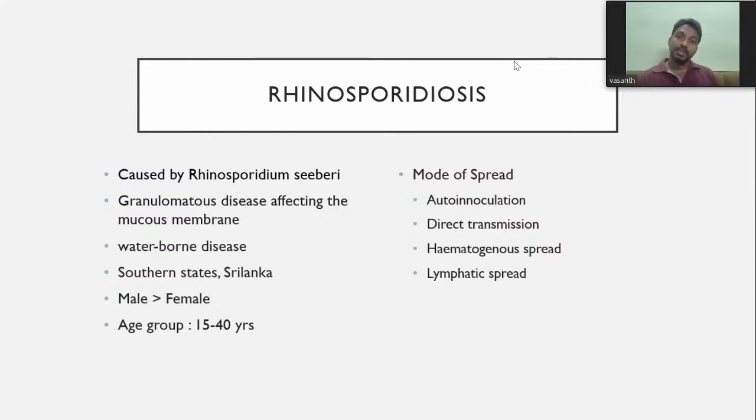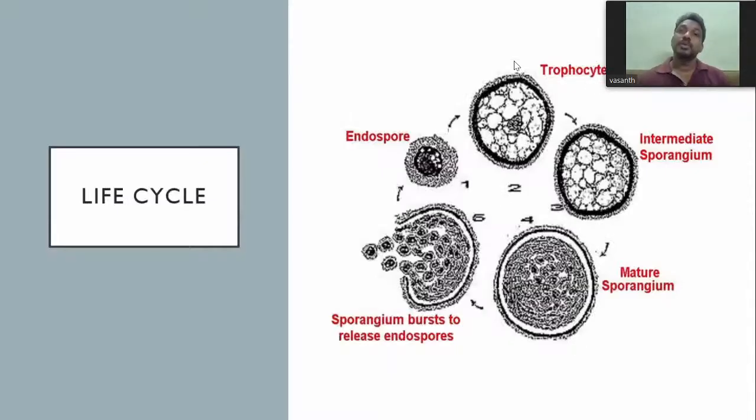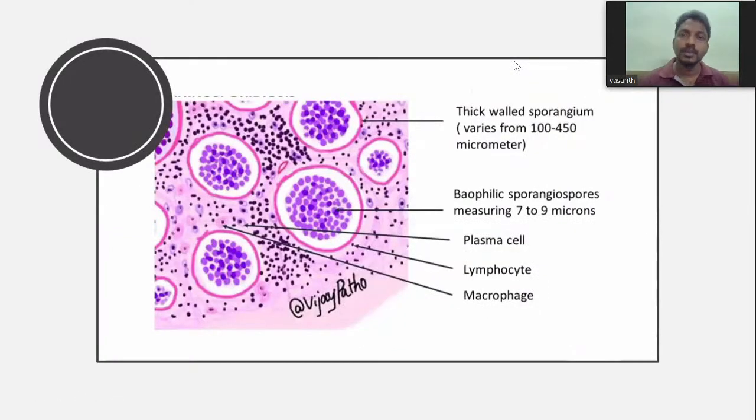It has a classical mode of spread as auto-inoculation, direct transmission, hematogenous spread, and very rarely lymphatic spread. And write down the life cycle of Rhinosporidium seeberi, which might be asked as a short note also. Imagine this diagram: the endospores, the infective part, develop into a trophocyte, then into an intermediate sporangium, and then form a mature sporangium which bursts to release the spores. Then comes the histology, where you find the spores inside the thick-walled sporangium, and then the lymphocytes.